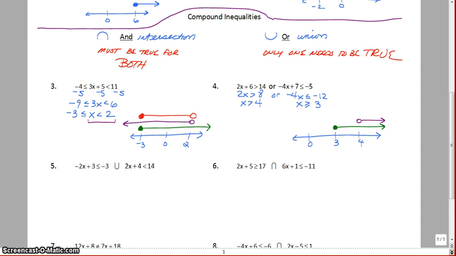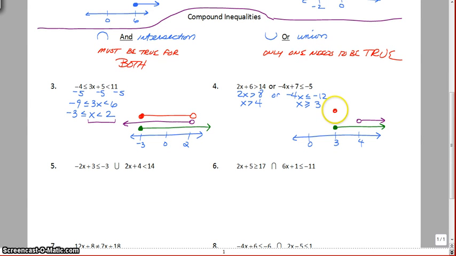So obviously nothing less than 3 is going to work. But what about 3? Does it satisfy one of the two inequalities? Yes, it does. 3 is greater than or equal to 3. How about 5? Yes, 5 satisfies both of them. What about 3.5? Yes, it satisfies one of them. And for an OR statement, you only need to satisfy one to make it true.